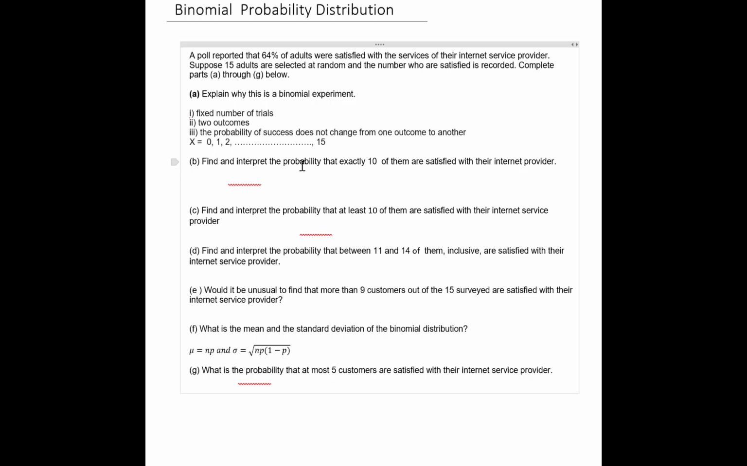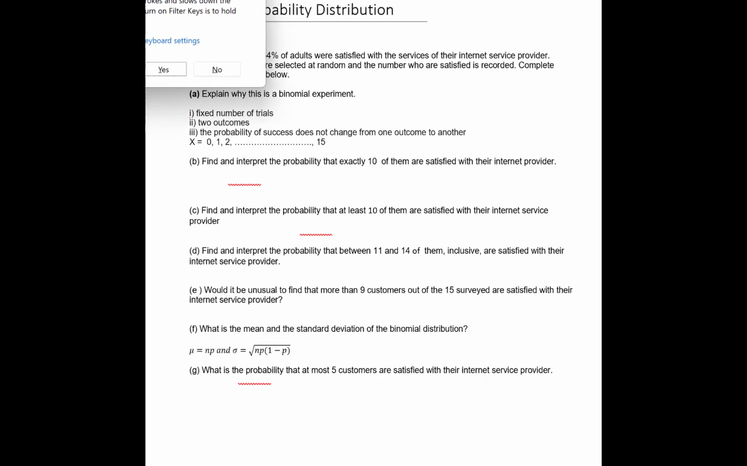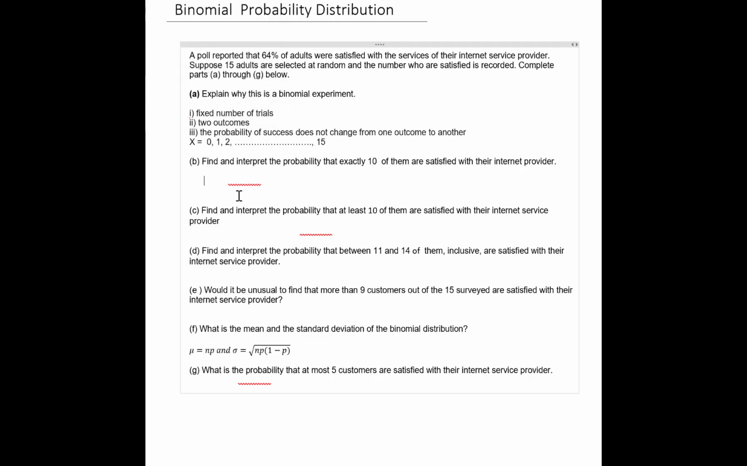Second question. Find the probability that exactly 10 of them are satisfied with the internet service provider. So if you survey 15 people, what's the probability that only 10 of them are satisfied with the internet service provider? There are two ways to do this. You can do it using a formula by hand, which I'm not going to touch on. We're going to use technology, either TI-84 or StatCrunch. I'm going to show you first how to do it using TI-84.